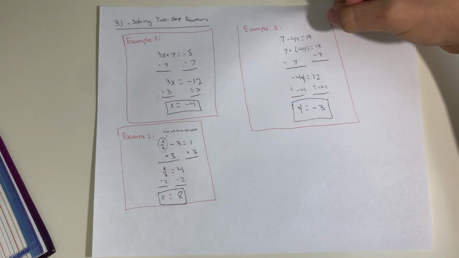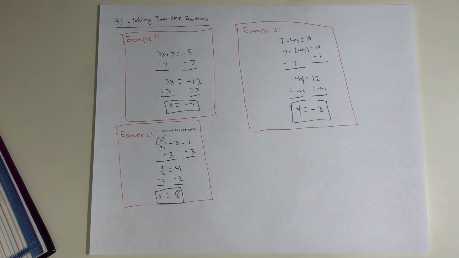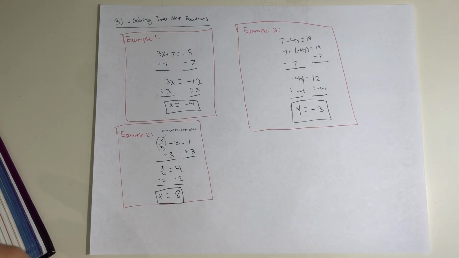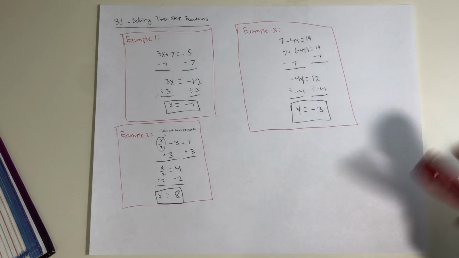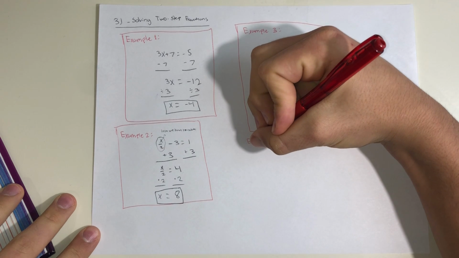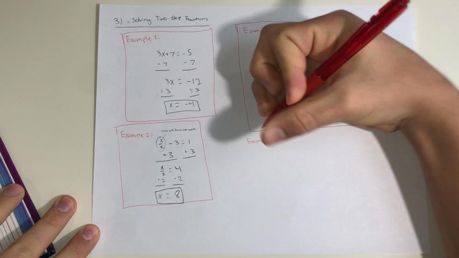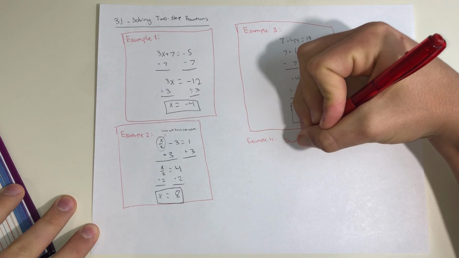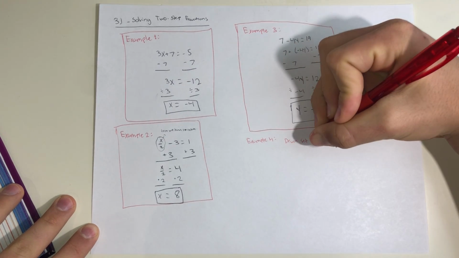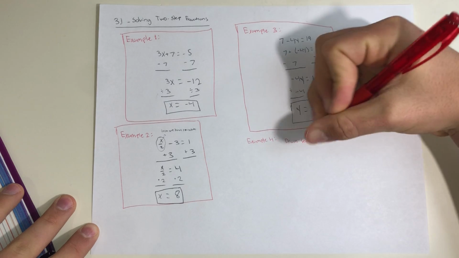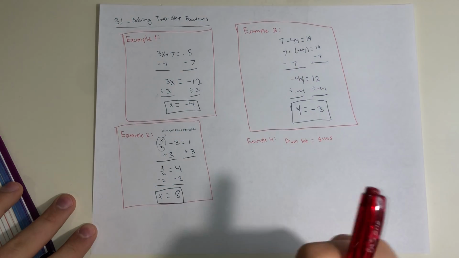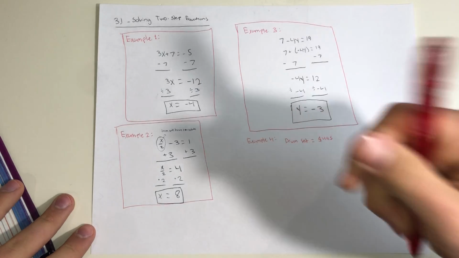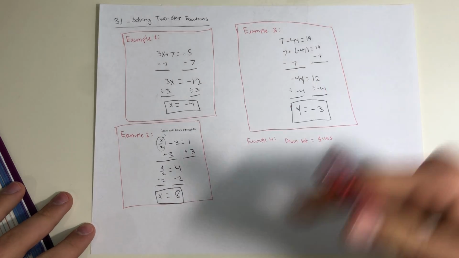In example 4, they give us a real world situation, which, let me read it from the original page. You are buying a drum set that costs $495. The music store lets you make a down payment, which is like you put something on the table and then you pay per month.